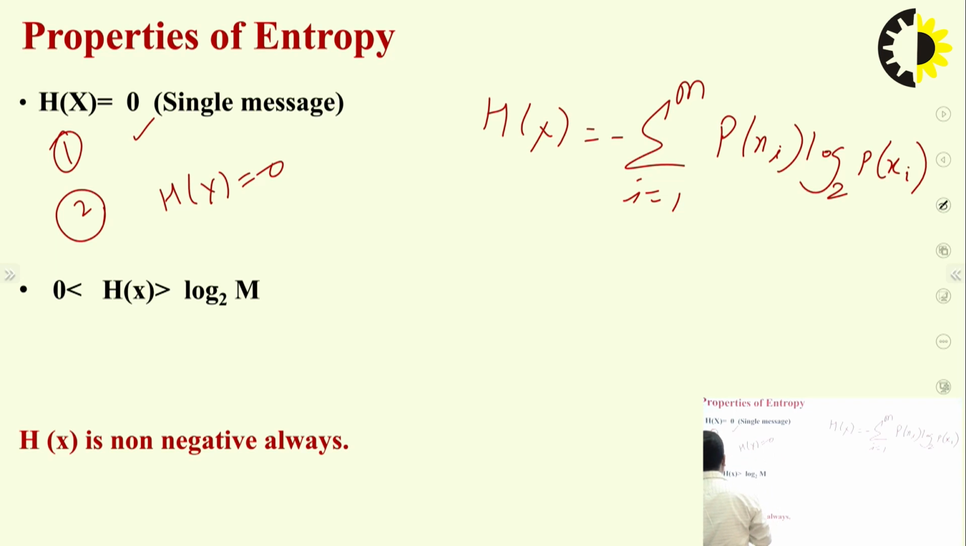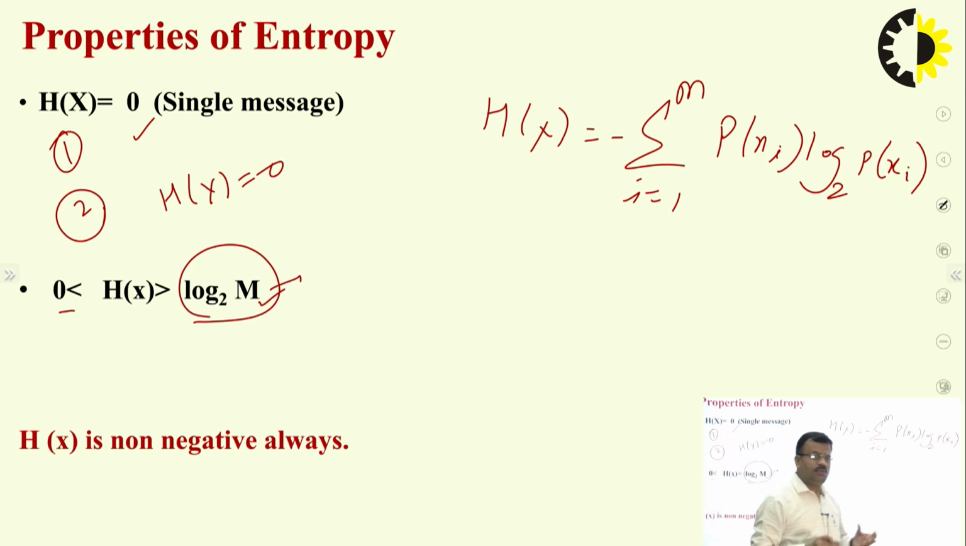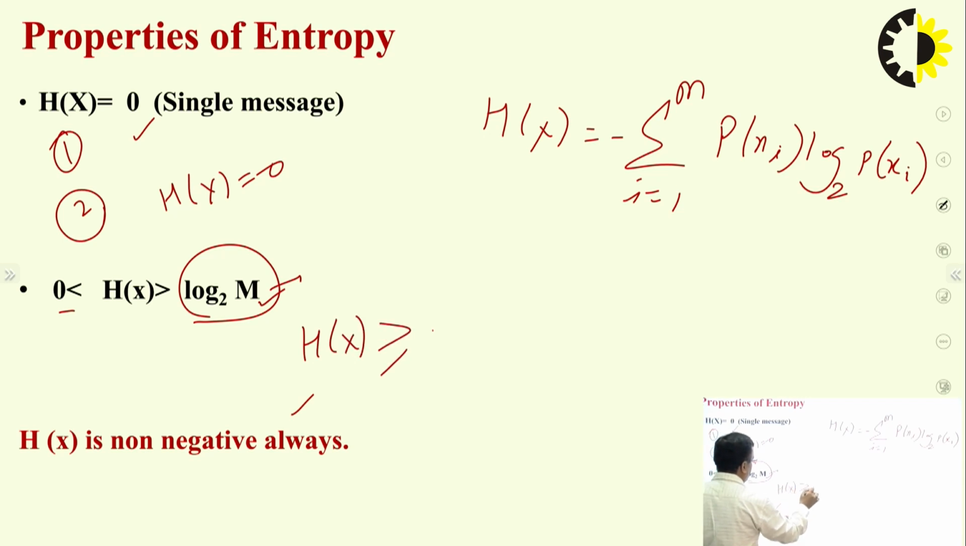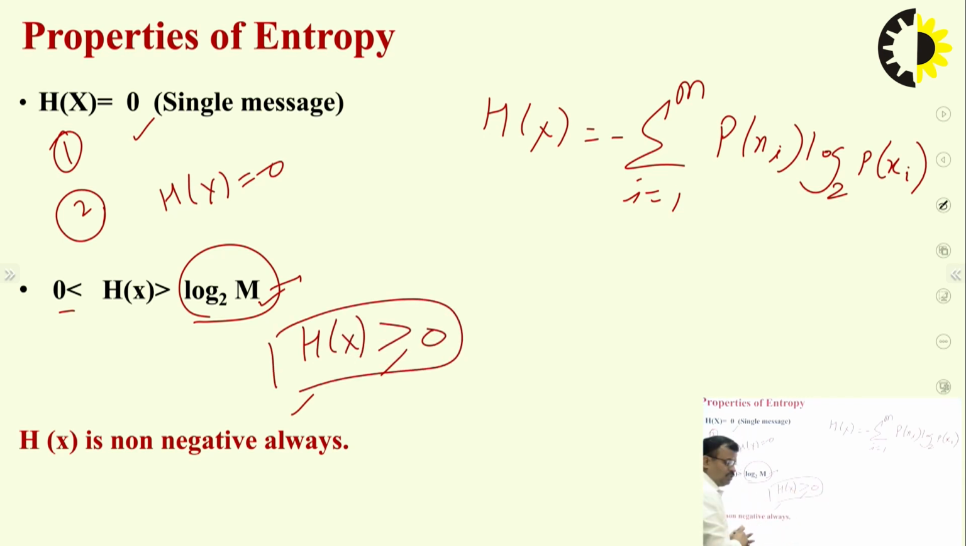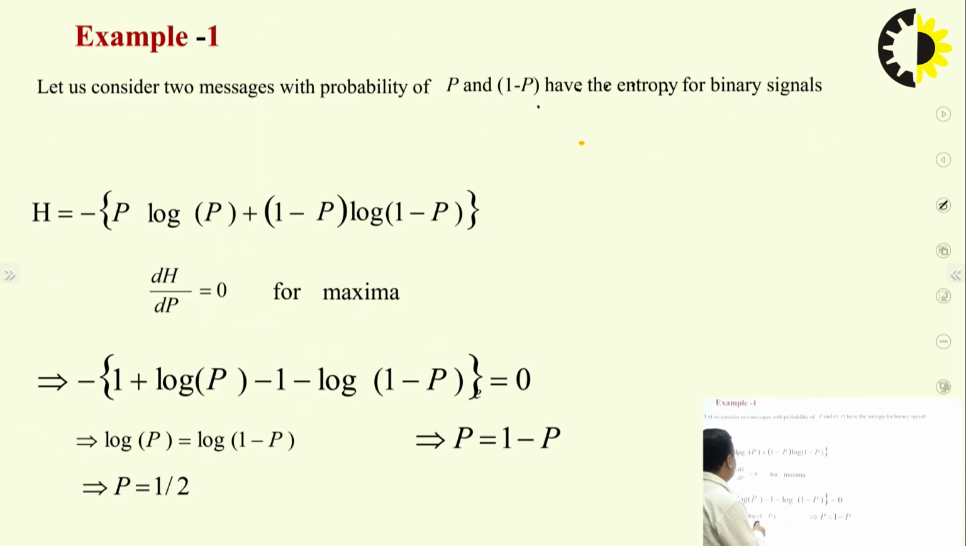Similarly, the minimum entropy value will be 0 and the maximum will be log base 2 of m, where m means the number of messages, the number of symbols. Next, H of X is always non-negative. H of X will be greater than or equal to 0. So these are the properties of entropy that you can understand here.